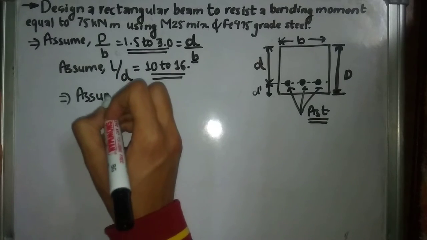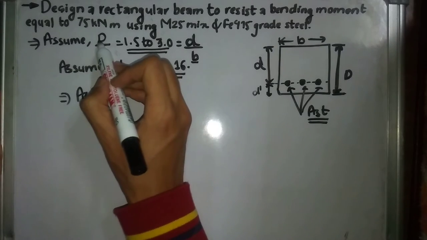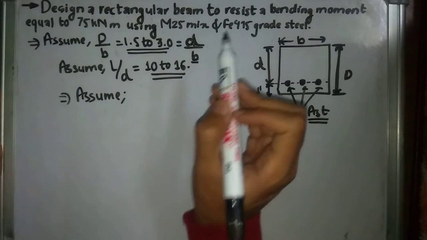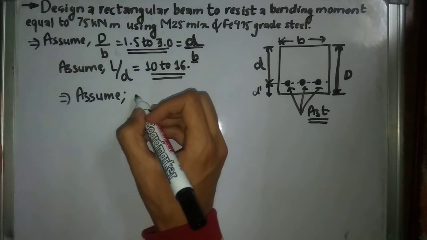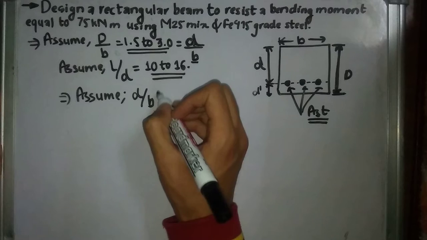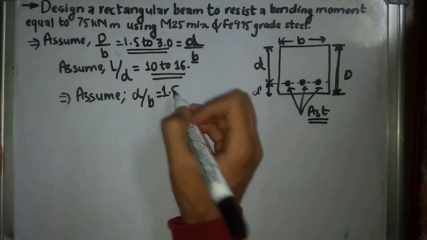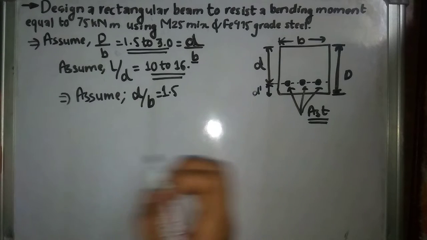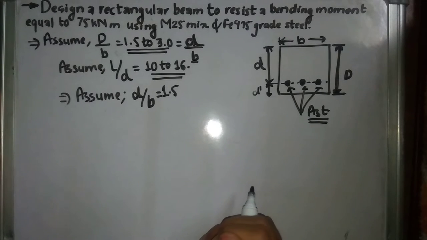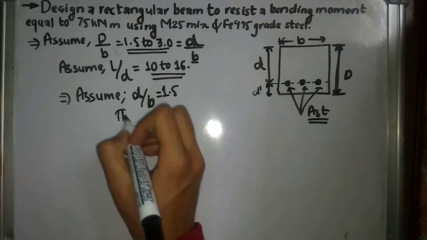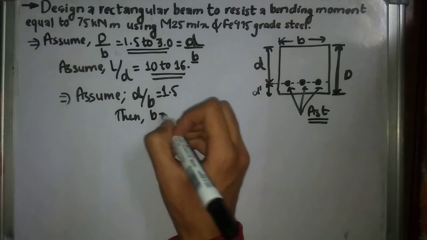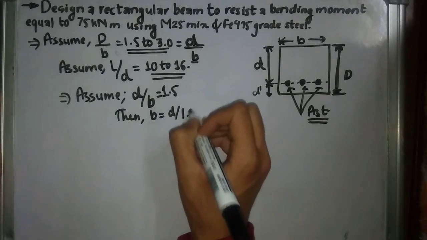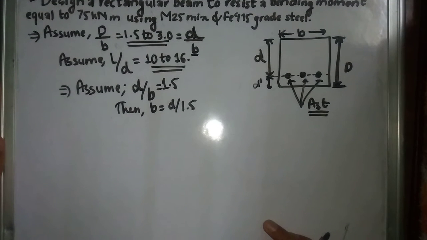Next, we can assume either the effective depth or the overall depth. Right now, I'm going to take the ratio of effective depth to the breadth of the beam, d by b, as 1.5. We can take any value between 1.5 to 3.0. Then I'm going to write one more line, b equals d divided by 1.5. So hope you are clear over here.